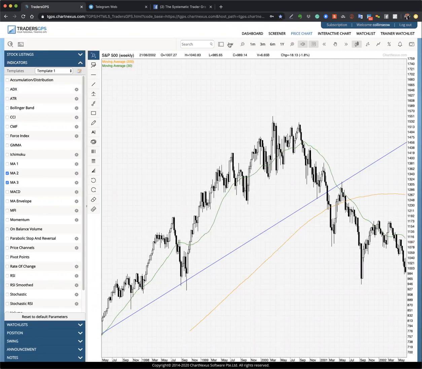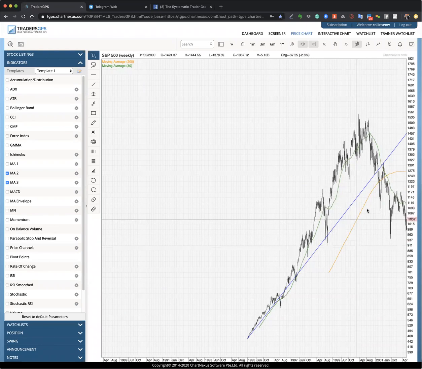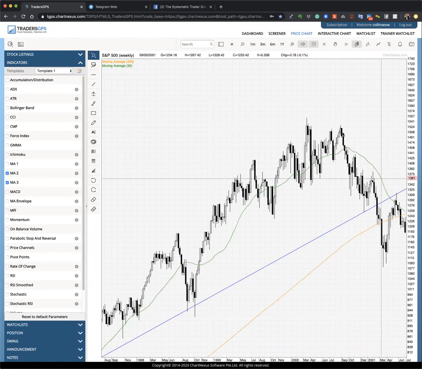So this is a weekly chart of the S&P index. This is the trend line in 2001. In 2001, when this happened, what are the things that happen? There's a break of trend line. That is the lower high, lower low. There is the break of the 200-week moving average over here. Yes or no?